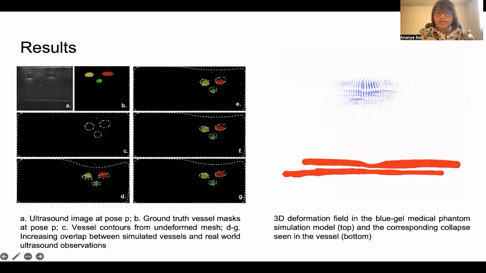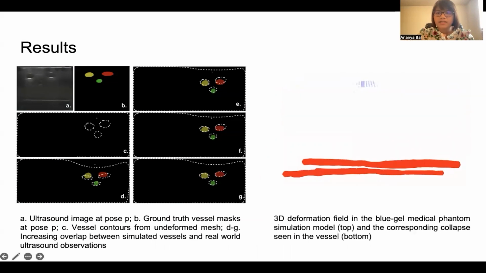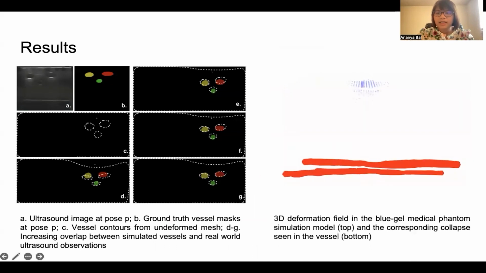On the left here, we observe an increasing overlap between the vessel contours from the simulation with respect to the real-world data during optimization. On the right, we present a visualization of the growing deformation field in 3D. We are currently investigating using these simulated fields for training force-conditioned 3D flow estimation networks. Thank you.